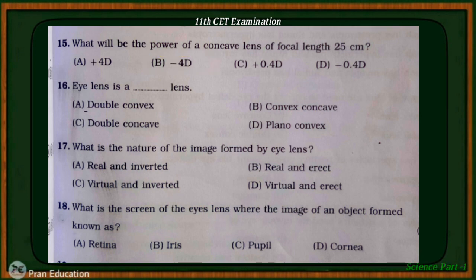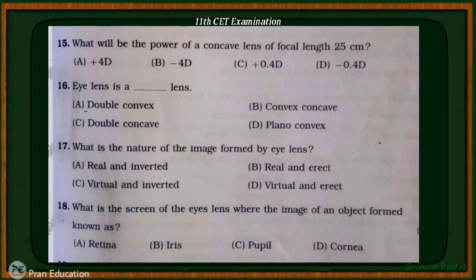Eye lens is a dash lens. Options: A. Double convex. B. Convex concave. C. Double concave. And D. Plano convex. The correct option is option A. Double convex.